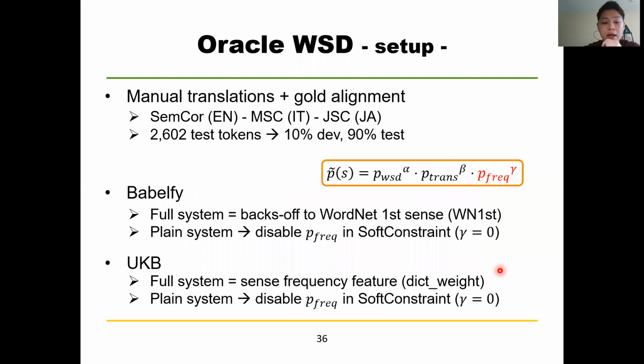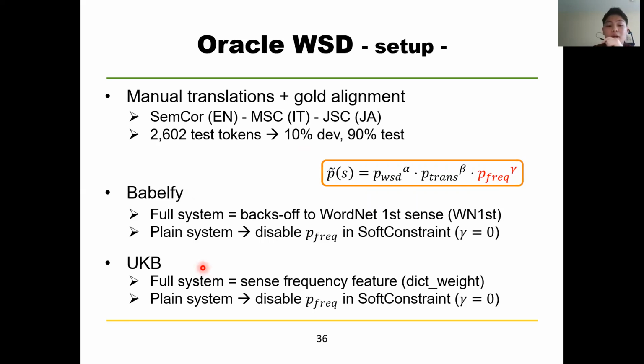So now let's move on to the WSD experiments to test our methods of leveraging translations. First of all, we'd like to test in the Oracle setting, where we have manual translations and gold alignment. As the dataset, we use the same dataset used in the intrinsic evaluation for alignment. And we split the test set into 10% and 90%, using the 10% for tuning the weights in the SoftConstraint method. And we employ 2 systems, Babelfy and UKB.